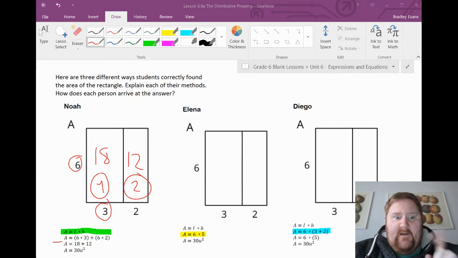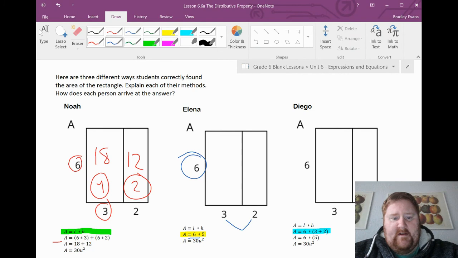We can see that Eleanor, on the other hand, also knows how to find the area, length times height, or length times width. But she takes her length of 6, which is here. She writes it right here. And then she multiplies by 5. Well, that 5 is coming from 3 plus 2. And so she also ends up at 30.